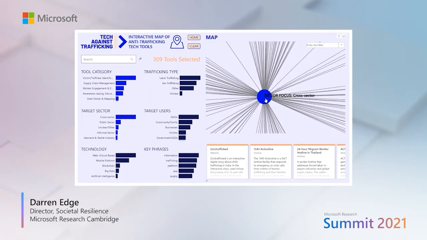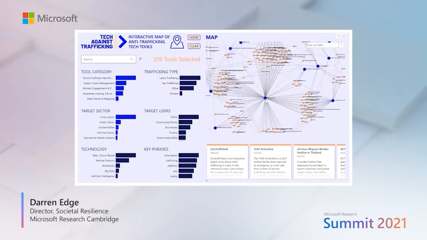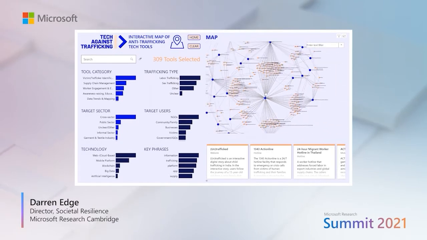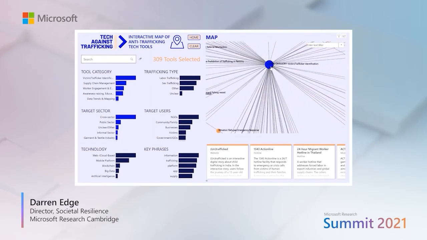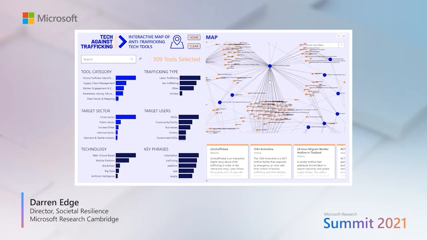So for example, this large blue node represents cross-sector tools. You can see that's quite an important attribute in the space. And this other blue node we're going to zoom into now represents the tool category of victim and trafficker identification.